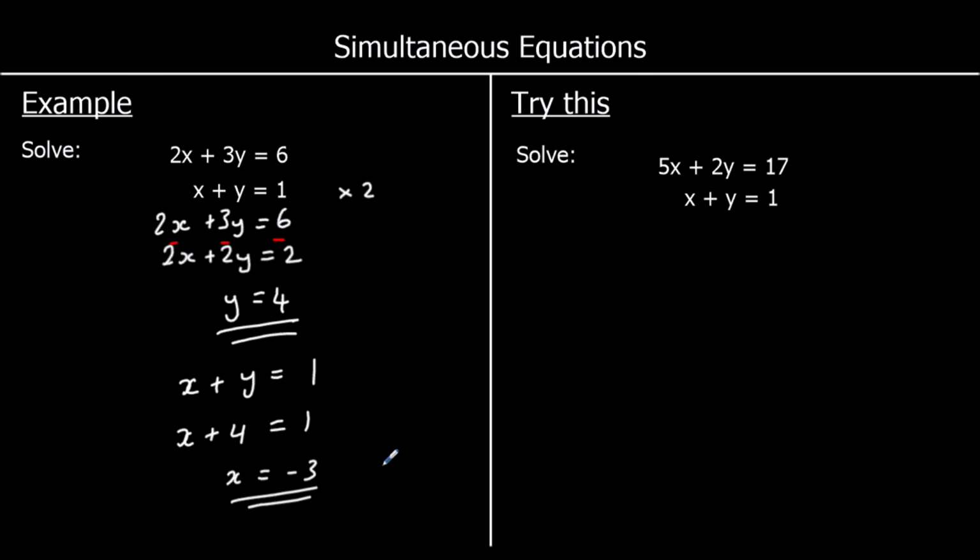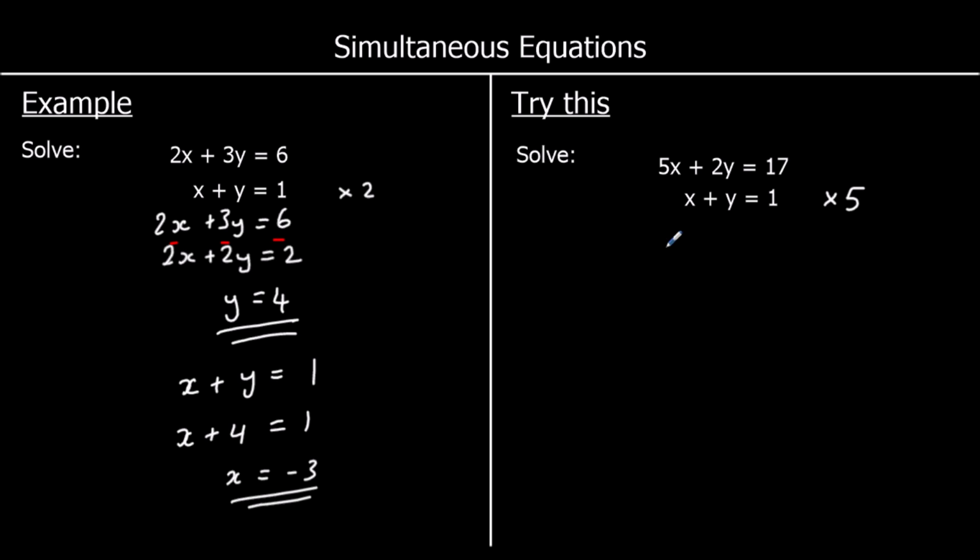So again, we need to make something the same so we can eliminate it. We can either multiply the bottom equation by 5 and get the x's the same, or multiply it by 2 and make the y's the same. It doesn't matter which one we choose. I'm going to multiply by 5 and get the x's the same. Either way, if you pick the other one, you get the same answer.